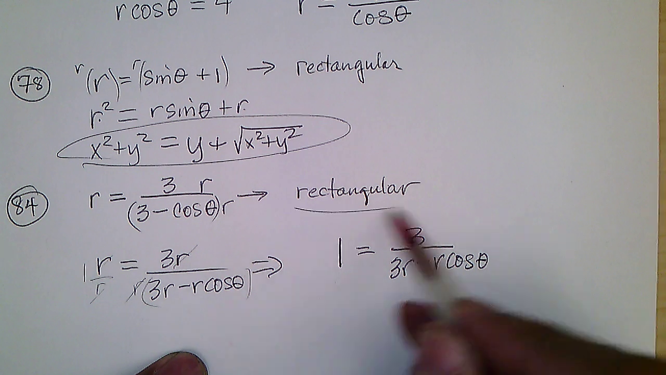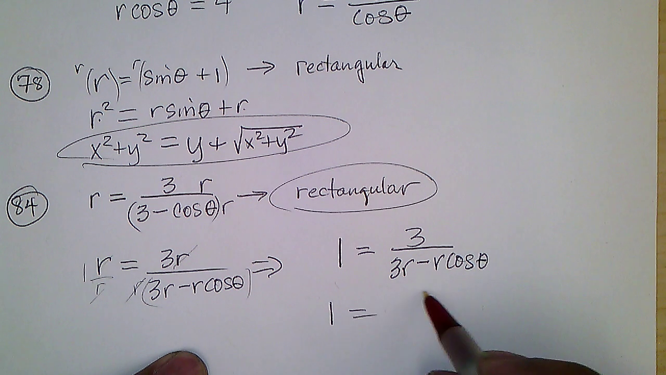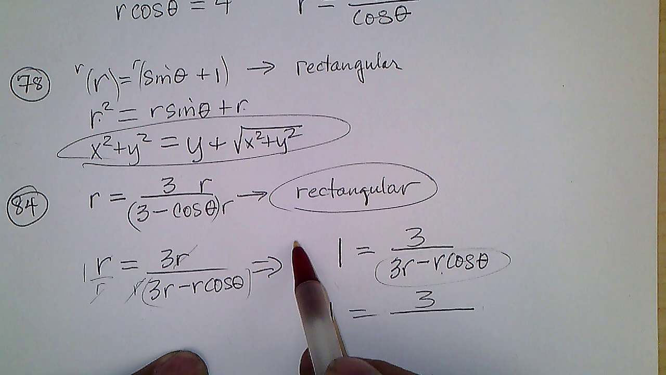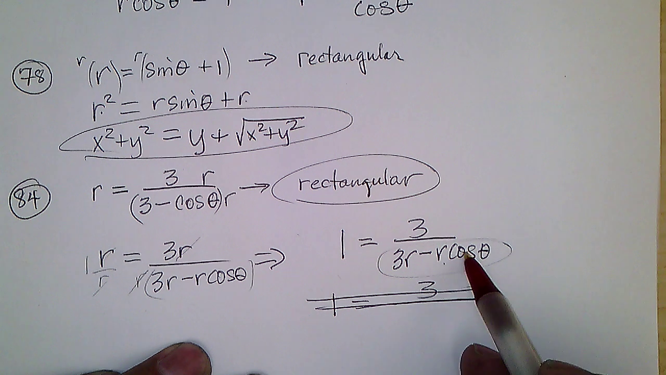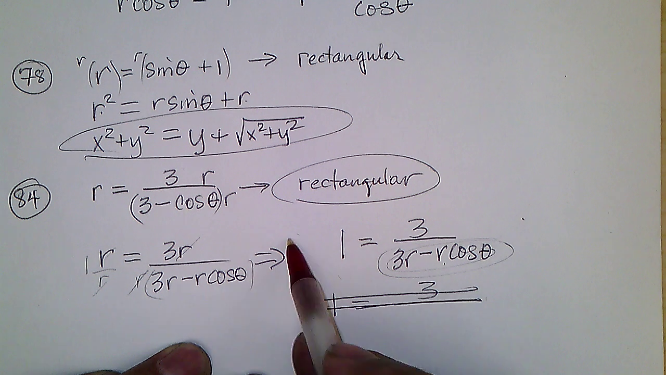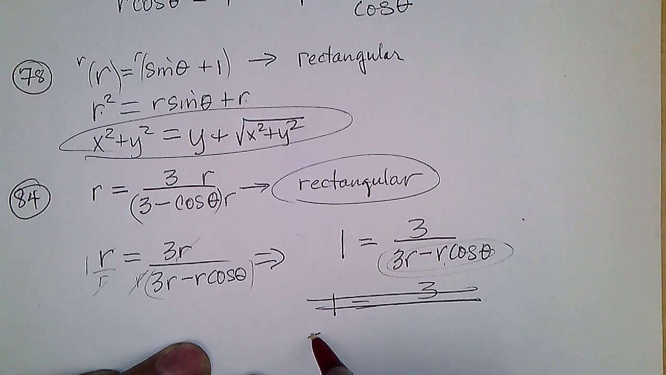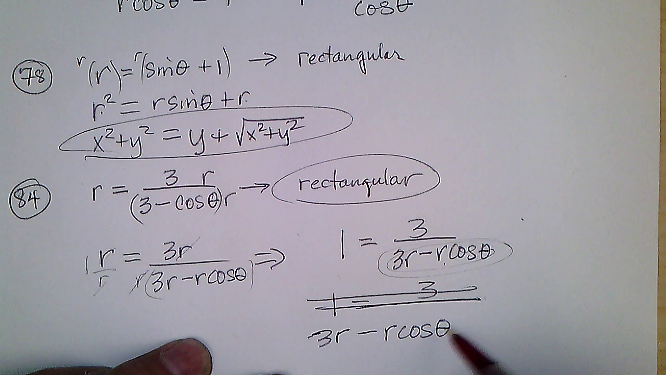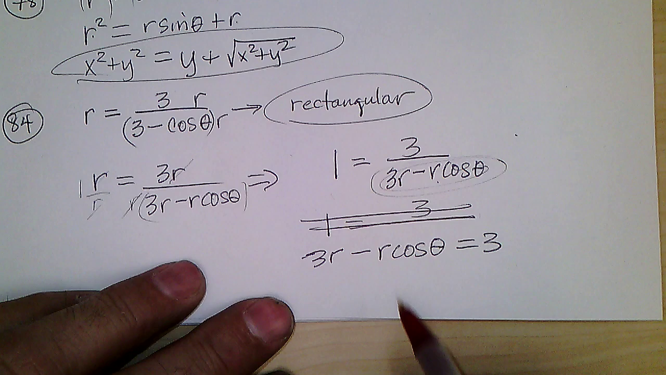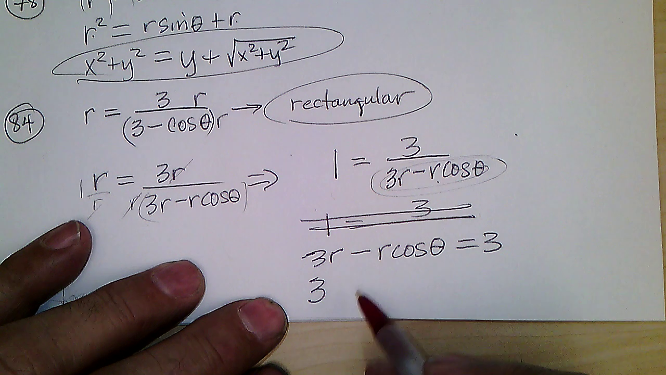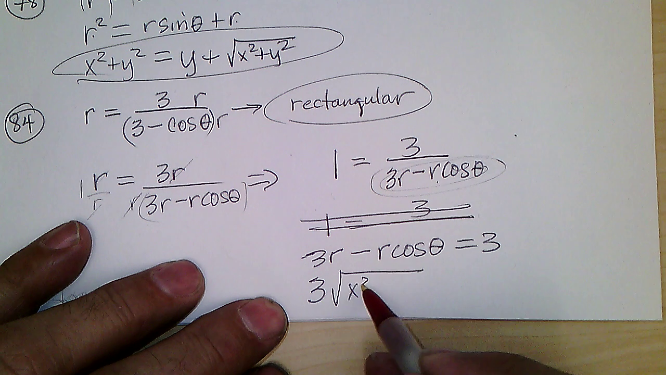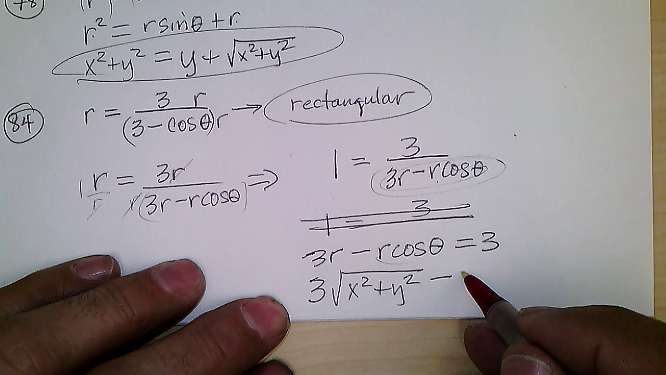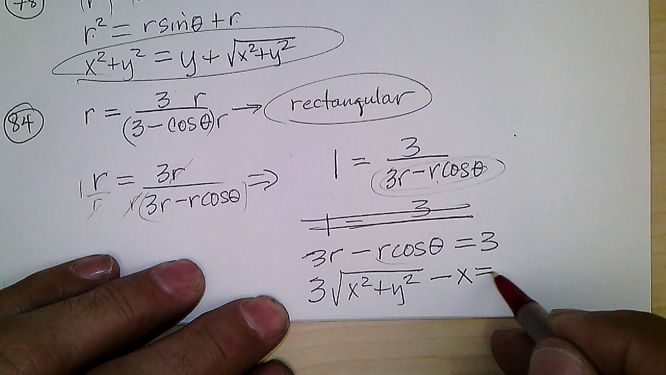And now changing to rectangular, I'd have 1 equals 3 over, actually I should probably just multiply both sides by this to make this easier looking here. Multiply by this on this side and it would cancel, and on this side I'd have 1 times it, which is 3r minus r cosine theta equals 3. So we'd have 3 times r, which is the square root of x squared plus y squared, minus r cosine theta, which is just x, equals 3.